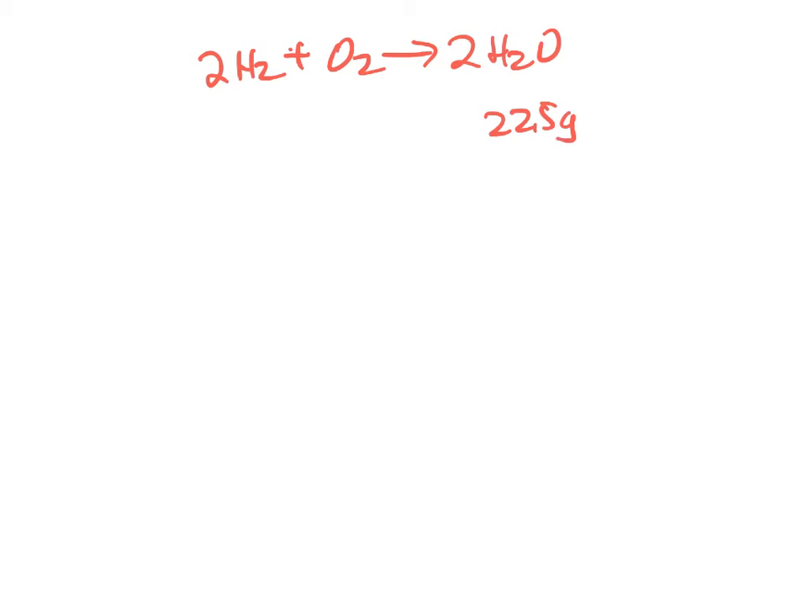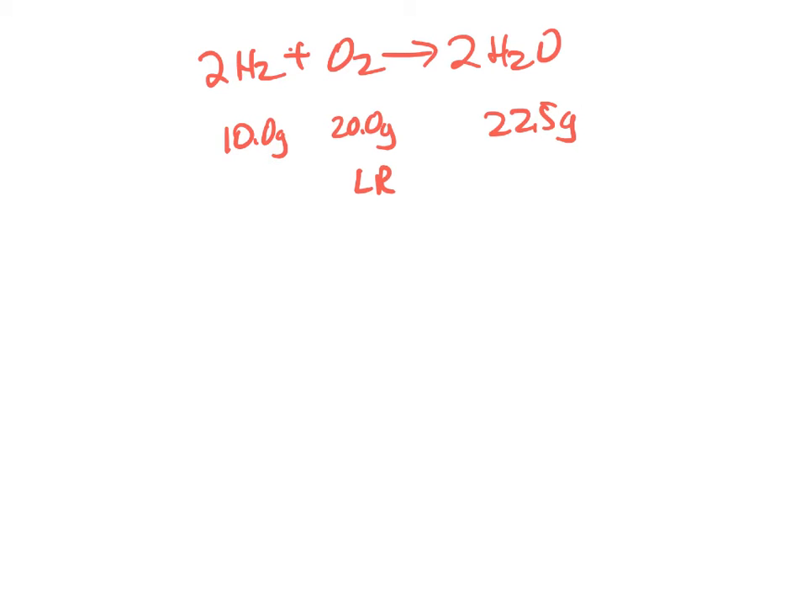We could go back and see how much hydrogen we have left over. Remember, we wound up with 22.5 grams of water. We started out with 10 grams of hydrogen and 20 grams of oxygen. And we said our oxygen was our limiting reagent, so all of that's consumed.